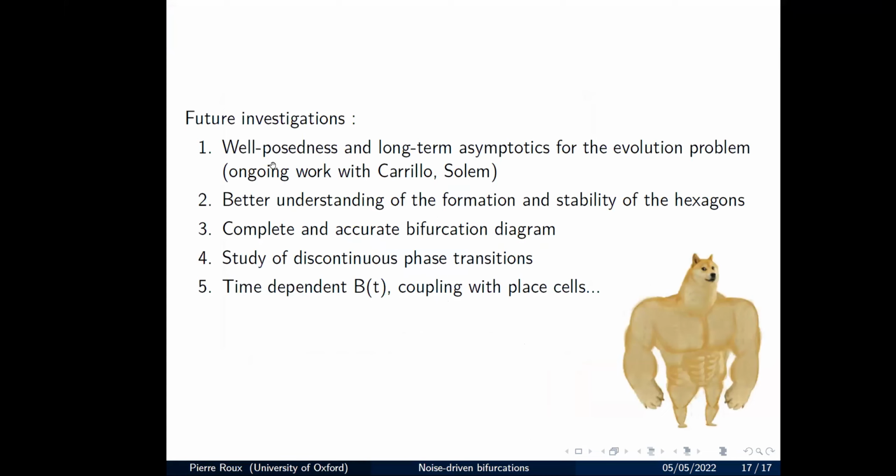So for the perspectives, we are already working on well-posedness and long-time asymptotics for the time evolution problem. And we have to better understand the formation and stability of the hexagons, have a better bifurcation diagram, and study discontinuous but fast transitions. This can be very hard when you don't have an energy structure like a gradient flow or something that helps you. And put back the time-dependent B of t, or coupling with other types of neurons that are involved in this process.